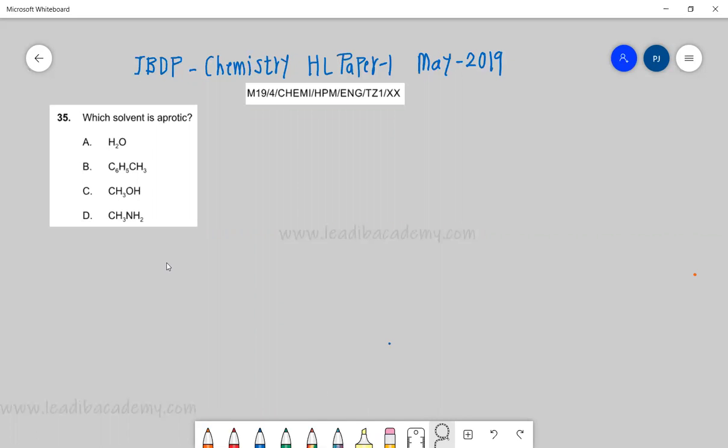Okay, let's look into question number 35, again from organic. Which solvent is aprotic? So what is meant by aprotic solvent? Simple. A protic solvent can donate H+ or get dissociated and gift a proton when it is in solution. So it should be in a position to get dissociated into H+. Let's first look into option A, that is H2O. Yes, we know that it can donate or get dissociated into H+, so this is definitely not aprotic.